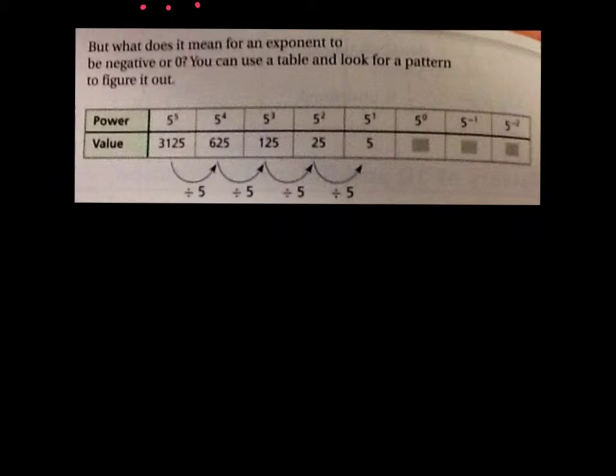So essentially what is happening is every single time we have an exponent removed, if we had 5 to the 5th and we were to take 5 away and it was now 5 to the 4th, we are essentially dividing by 5 each time. So if we divided by 5 again, we'd have 5 to the 3rd, which is 125. We divide by 5 again, we get 5 squared, which is 25. And if we divide by 5 again, we get 5 to the 1st, which is 5. That all makes sense. We've done this before.